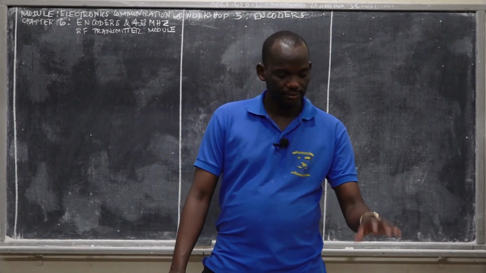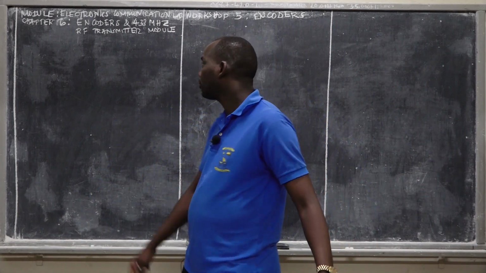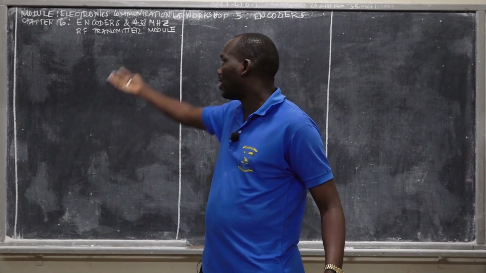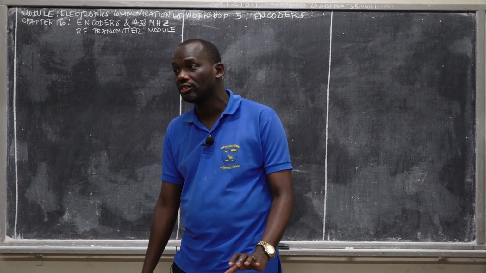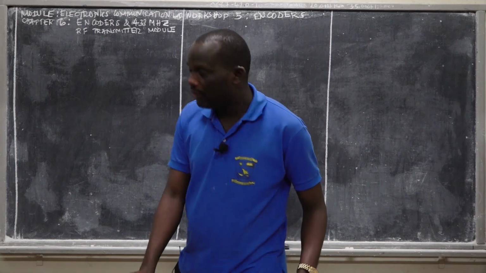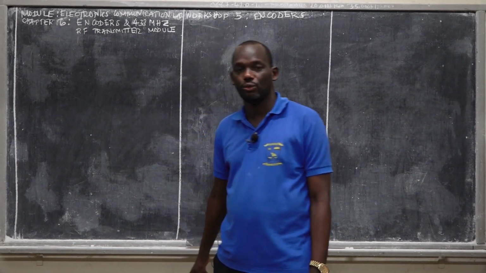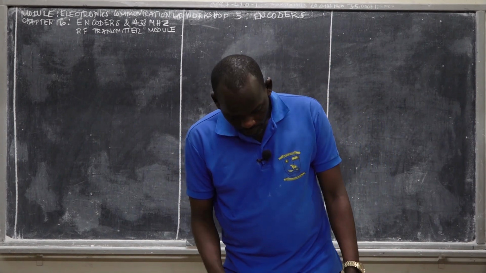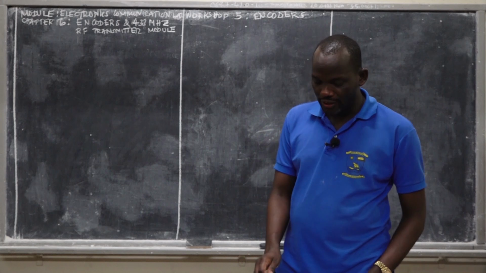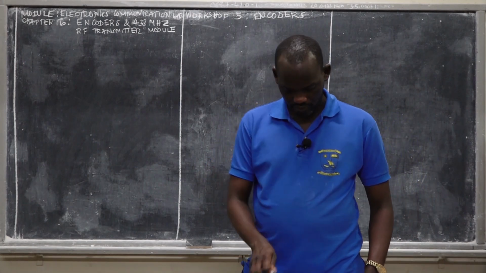So how are you, students? Are you ready for workshop 5? Are you ready for chapter 6, encoders and the 433 megahertz RF transmitter module? If you are ready, just read chapter 6. What is the name of chapter 6? Read it loudly. 1, 2, 3, let us go.